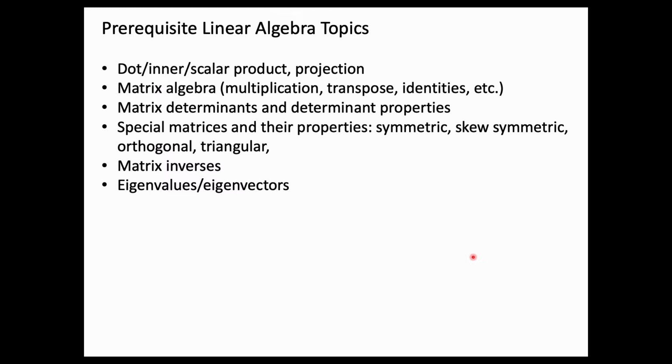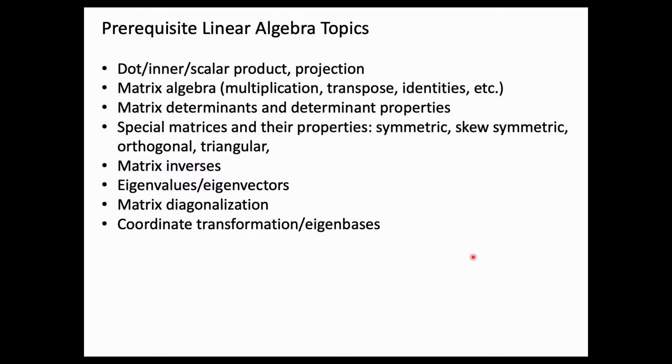In this lecture, we're going to go through these topics in a little more depth, but in a specific way that should give you some helpful perspective that is important for optimization theory, and then some other topics as well. You need to know what matrix diagonalization is, also coordinate transformations and eigenbases.